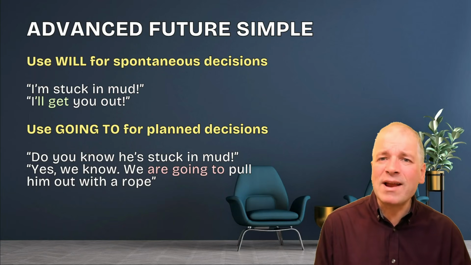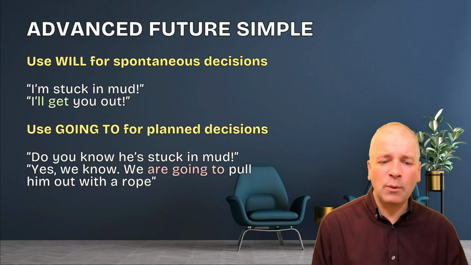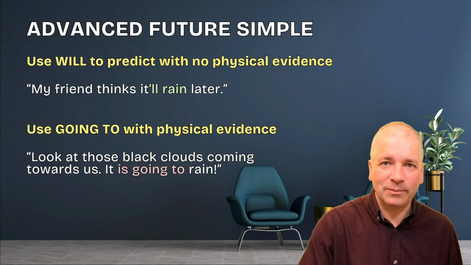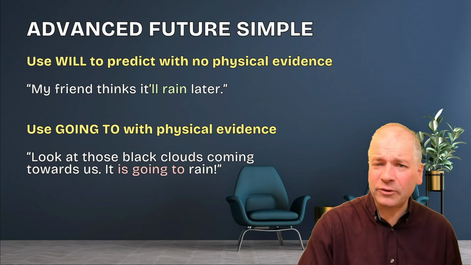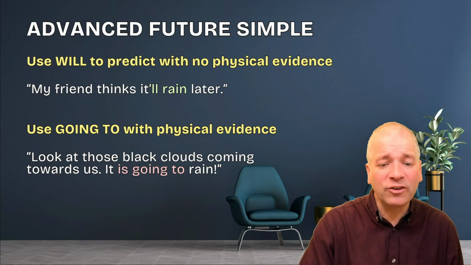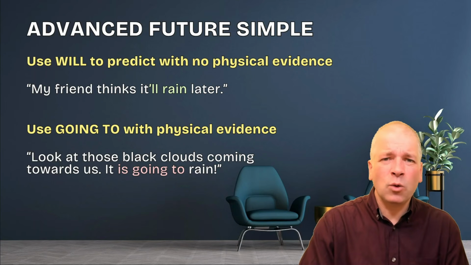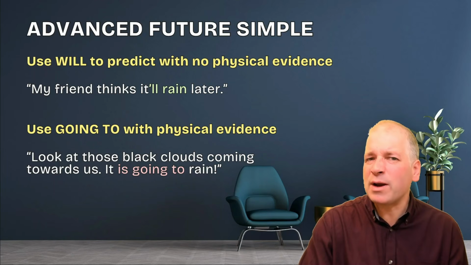So here we already know that he's stuck in the mud and we've already made a plan. So we use "going to" instead. Use "will" to predict with no physical evidence, "going to" with physical evidence. My friend thinks it'll rain later. Where's the evidence? Just my friend's words.